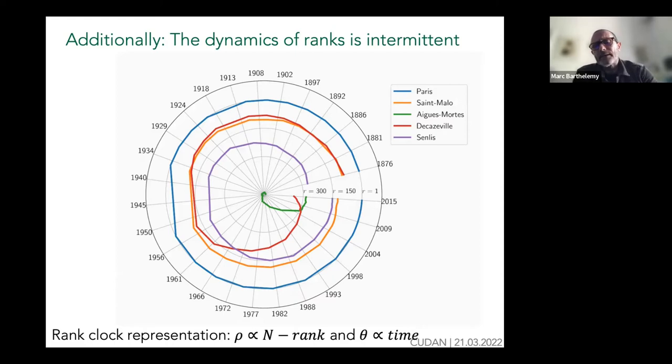Another problem is, can you explain the dynamics of the rank? For example, here, this is the rank clock representation, introduced by Mike Batty. The time is the angle. So you start here from 1876 and you go up to 2015. When the time increases, the angle grows, and the rank is the radius. So if you take the external blue line, this is the first rank, which means that it's the largest city. In this case, it's France, it's Paris, and you see that Paris was always, since 1876 and before, the largest city, and it stayed first.